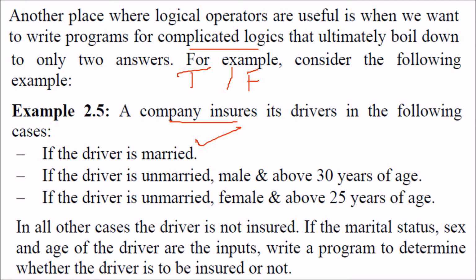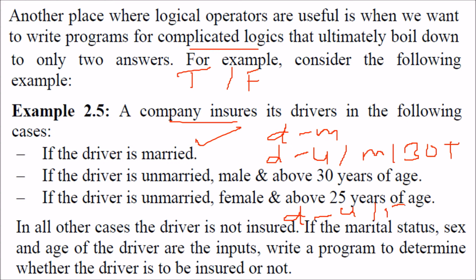Driver is unmarried, driver is married. Then driver is unmarried, male and 30 plus, or the driver is unmarried, female and about 25 plus. So in all of the other cases, the driver will not be insured. The marital status, sex and age have to be inputted through the keyboard, and we write a program to determine whether the driver is to be insured or not.